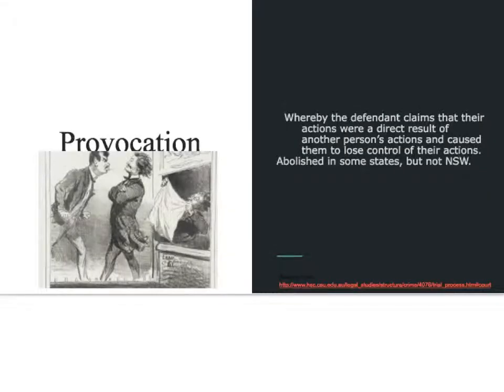So provocation. The onus of proving provocation is on the defendant, and they must prove that their actions were directly provoked by the victim on an objective test. That is to say that the victim's actions would have caused any reasonable person to act in a like manner. The emphasis there is on a reasonable person.